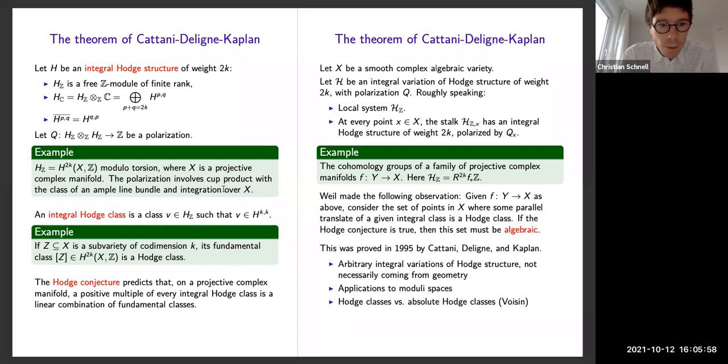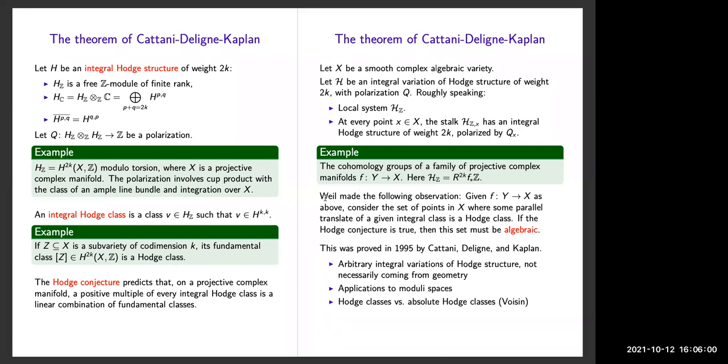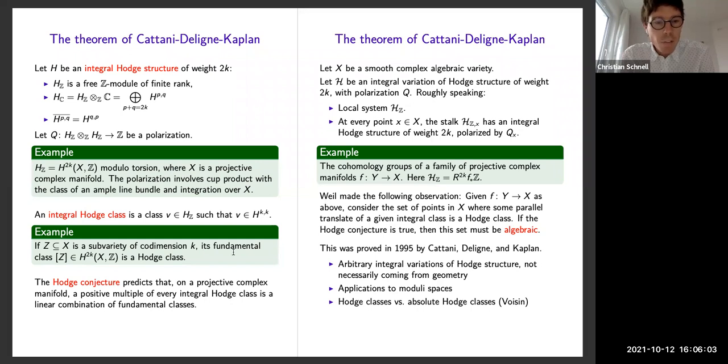Okay, and so now the starting point is the observation by Weil that if the Hodge conjecture was true, so if Hodge classes actually always came from subvarieties, then in families you would get some algebraicity statements. Namely, if I take a family Y to X, like here, and I take an integral class on one of the fibers, and then I use parallel transport to move it to nearby fibers, and then I look at the set of points in the base where some parallel translate is a Hodge class, right?